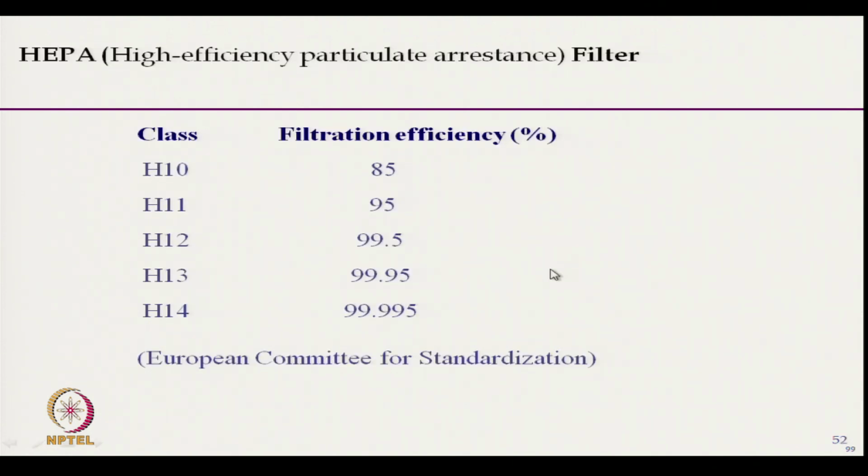Next category is the HEPA filter. As per the European standard, HEPA filters are classified into 5 categories, starting from H10, 11, 12, 13, 14, and this classification is based on the filtration efficiency. For H10, the filtration efficiency is 85%, and it goes up to 99.995%. HEPA filter is widely used for air filtration in general applications.